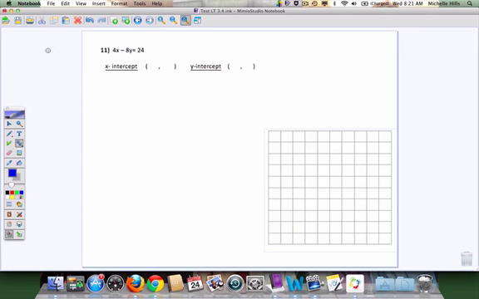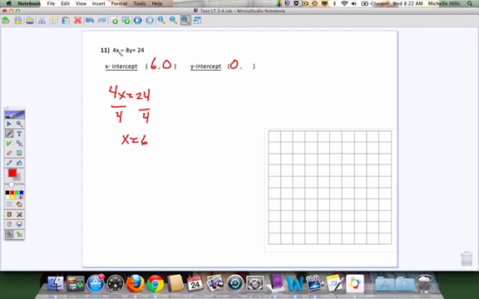The second problem, again, the x-intercept is where it crosses the x-axis. That's when y is 0. The y-intercept is where it crosses the y-axis. That's when x is 0. So when y is 0, this part drops out, and I end up with 4x equals 24. To solve that equation, I would divide both sides by 4 to get x equals positive 6.